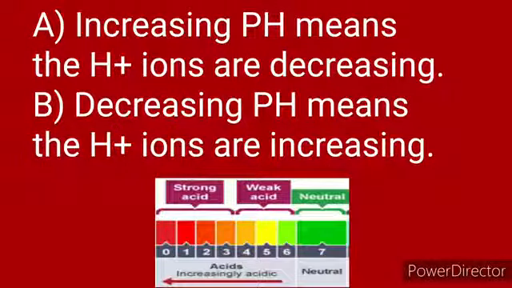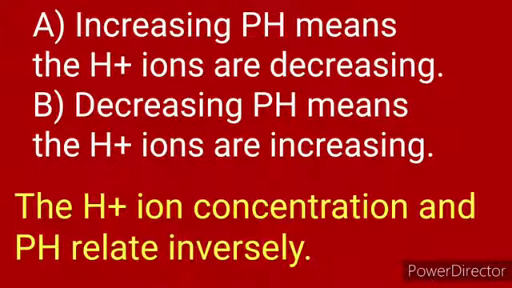Children, the following statements are made about the pH scale. Increasing pH means the H plus ions are decreasing. Decreasing pH means the H plus ions are increasing. By these two statements, we understood that H plus ion concentration and pH relate inversely, meaning when the pH value increases, the hydrogen ion concentration decreases.